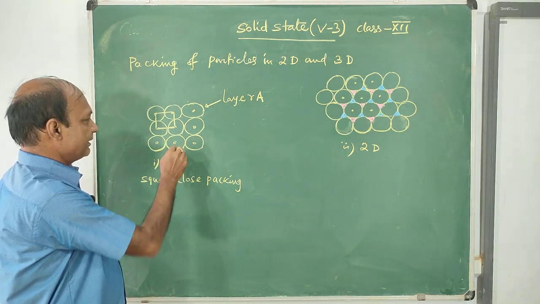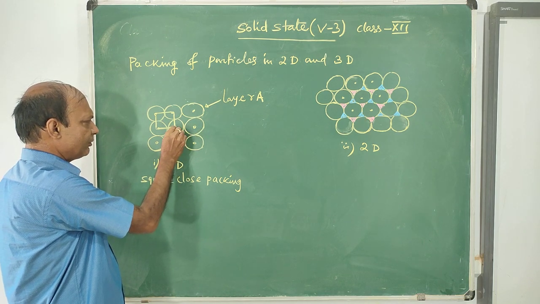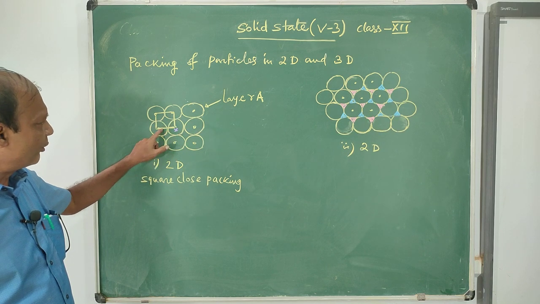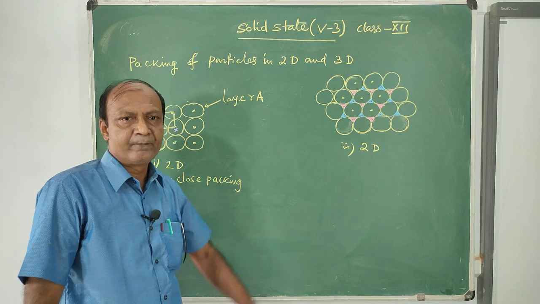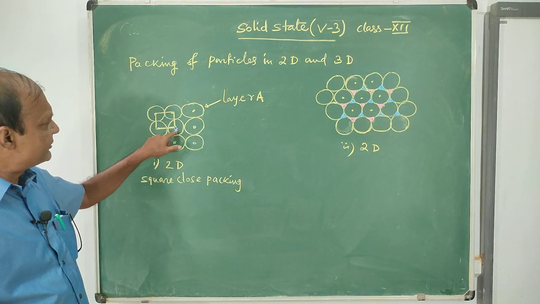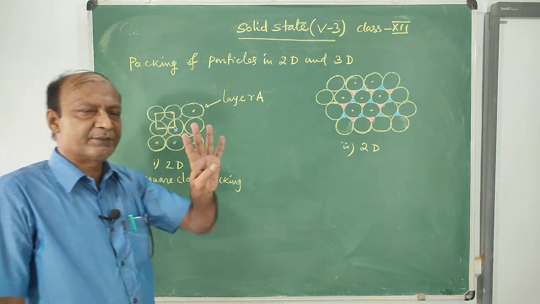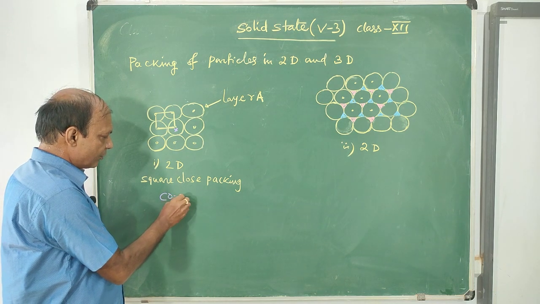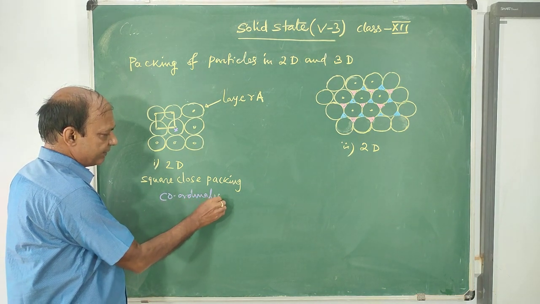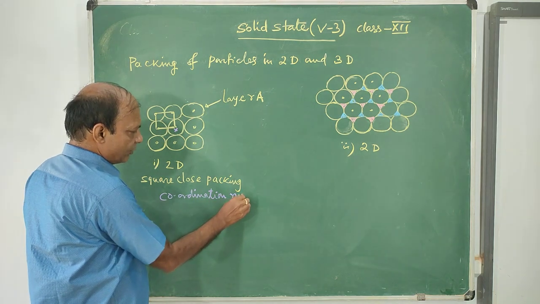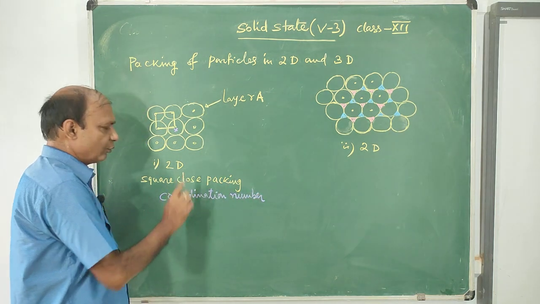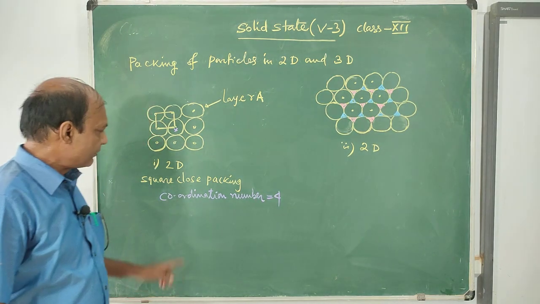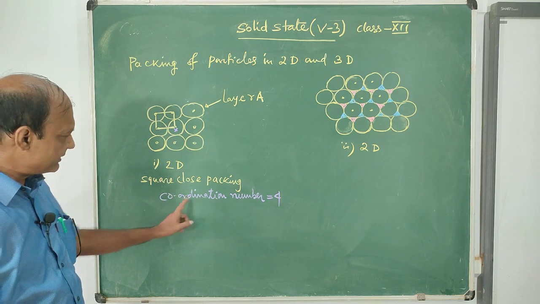You see that each particle, if you take any one particle of the packing, this particle is touching 1, 2, 3, 4 spheres in its own layer. Every particle is touching 4 particles in its own layer. Therefore, this is called coordination number. So the coordination number in square close packing in 2 dimension is 4.